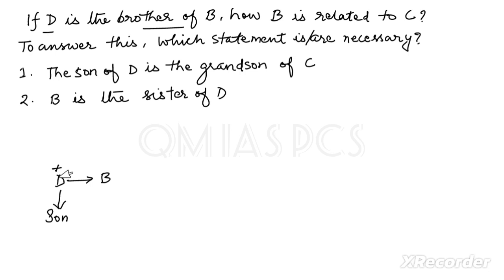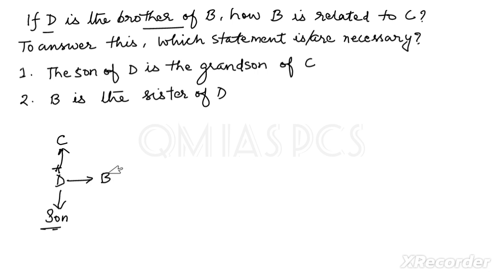Grandson of C means obviously the grandparent of this one will be C. Here is grandson of C. That means we don't know whether C is a grandmother or grandfather, but we know C is one of the grandparents. Okay, fine. And his or her son is D.